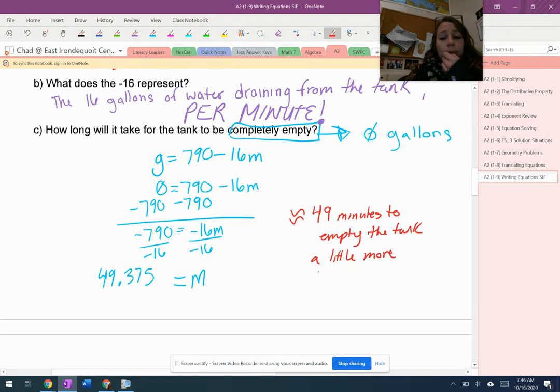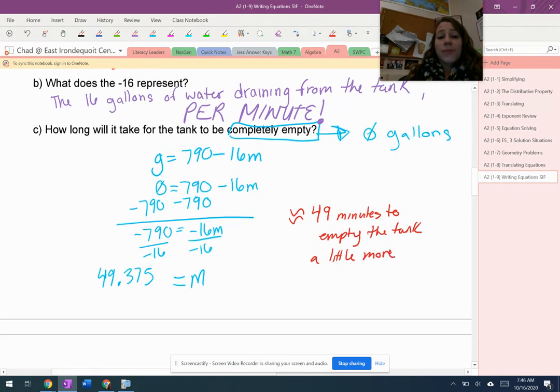And there you go. There's your example 2.